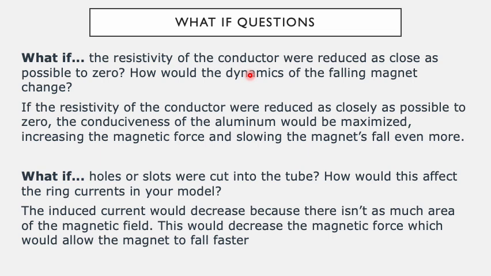On to our what if questions. What if the resistivity of the conductor were reduced to as close to 0 as possible? So if the conductor had very little resistivity, then it would slow the magnet's fall even more.